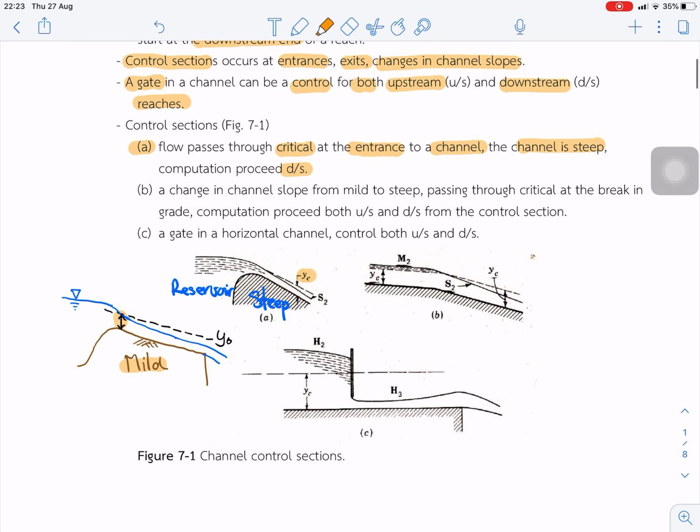And part B, a change in channel slope from mild to steep, passing through critical depth at the break in the grade. Computation proceeds both upstream and downstream from the control section. This is B. And for C, a gate in a horizontal channel, control both upstream and downstream.